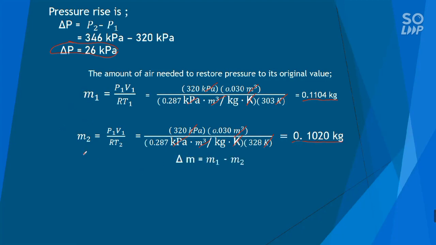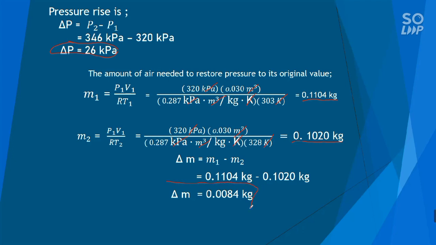Since we already have the mass at state 1 and state 2, now we can solve for the amount of air needed to restore pressure to its original value. So we have the formula, delta M equals M at state 1 minus M at state 2. So plugging in the values, we have 0.1104 kilogram minus 0.1020 kilogram. So our final answer for the amount of air needed to restore pressure to its original value is 0.0084 kilogram.